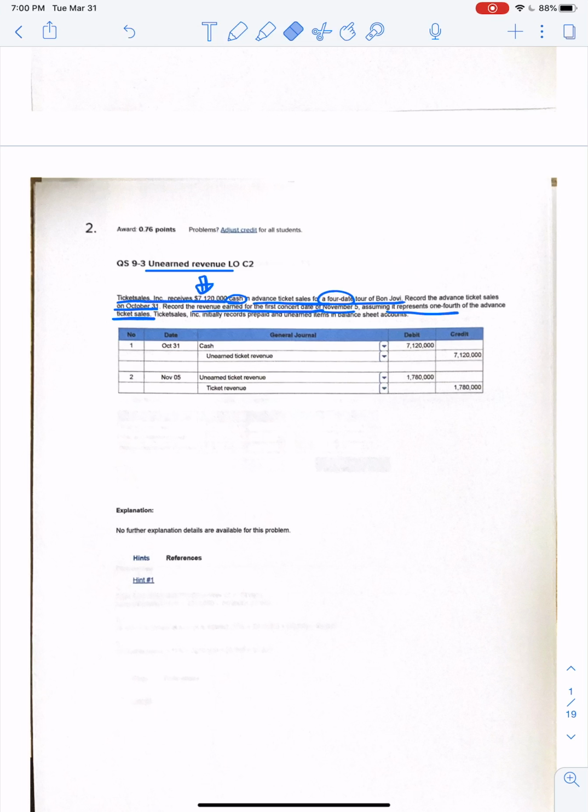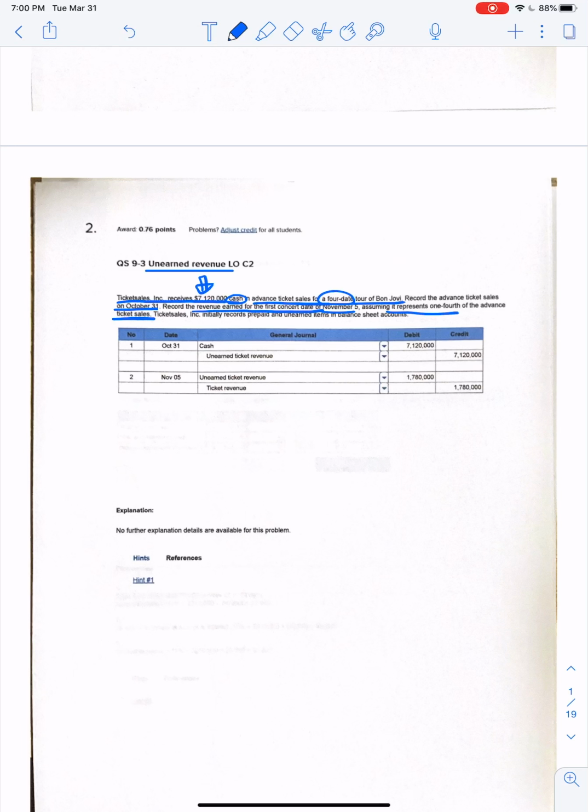Now, we're going to move on to November the 5th. So we had a debit on October the 31st to cash, which is an asset, which goes on the balance sheet, and then our ticket revenue, which is a liability, which also goes on the balance sheet. So now that we've addressed that, we can move on to November the 5th.